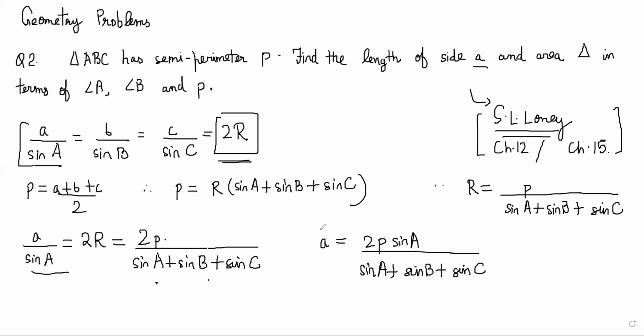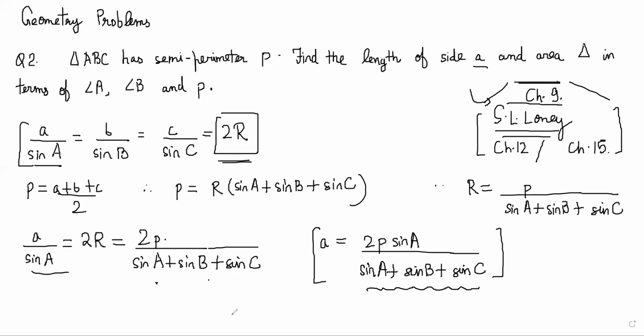And at this stage, you can use the identity in a triangle. Sine A plus sine B plus sine C in a triangle is always 4 cos A by 2, cos B by 2, and cos C by 2. This is again an identity from SL Loney. This is in chapter number 9 of SL Loney. So you should get back to that book and check it out. Very straightforward identity. You will get the proof.